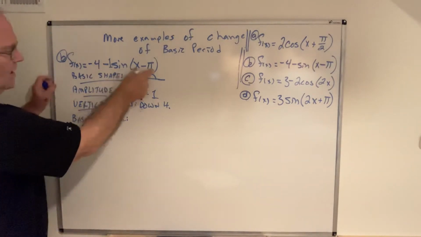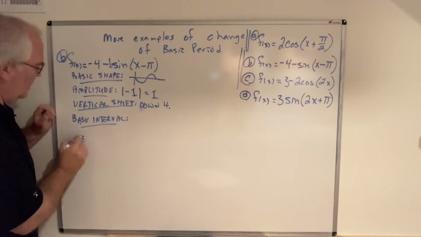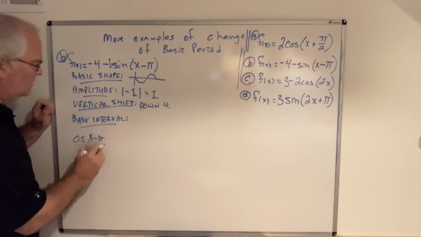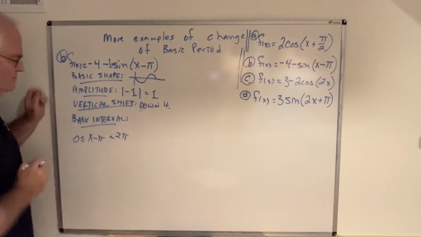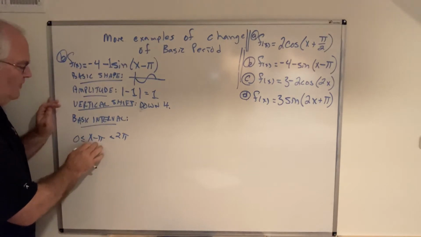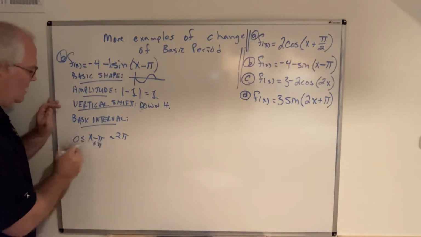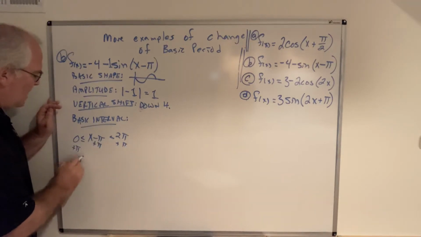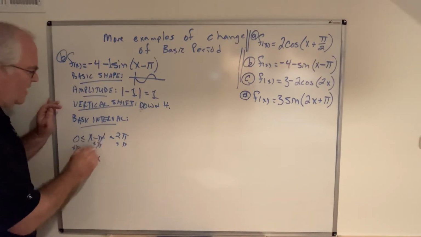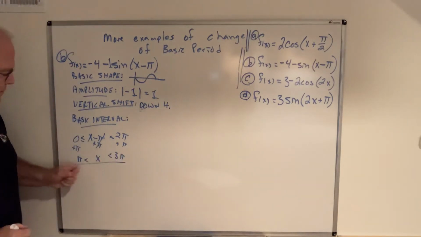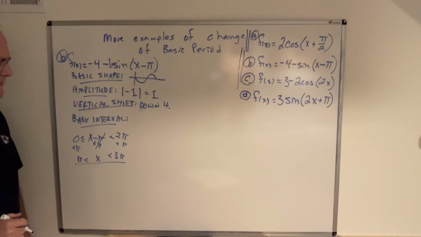And so we take this argument and put it between 0 less than or equal to x minus pi, which is less than 2 pi. And then solve for x in the middle, which means you add pi here. Everybody gets add pi, add pi, add pi, add pi. So I got pi is less than x. This cancels, which is less than 3 pi. So the interval I'm going to graph over is from pi to 3 pi.